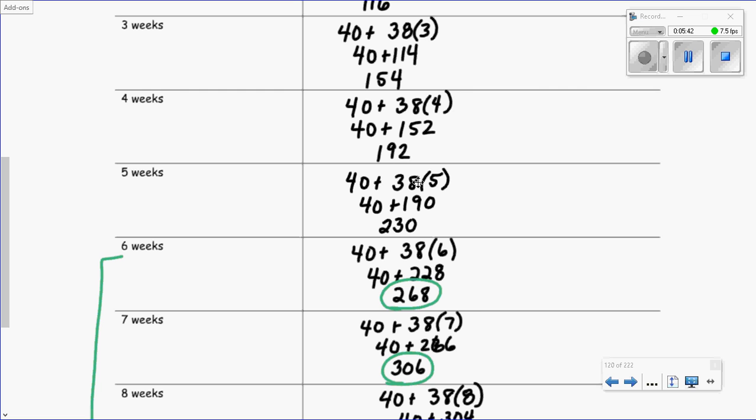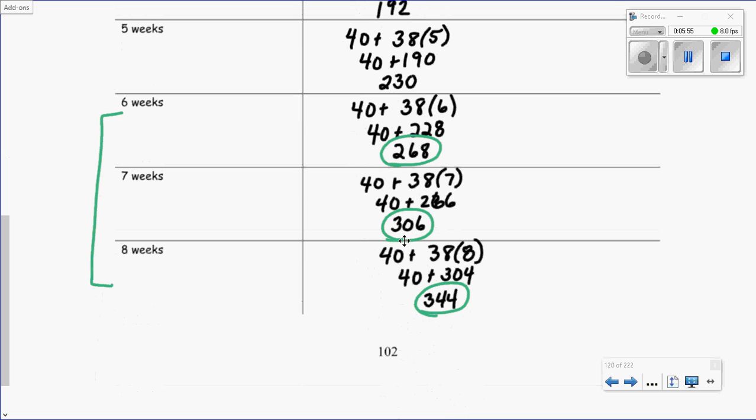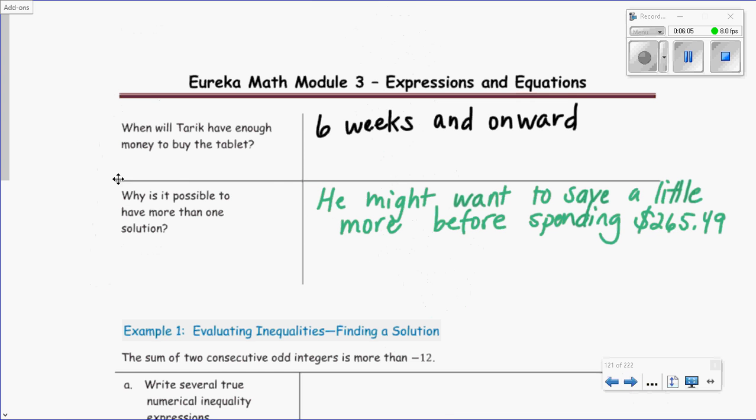If he waits 5 weeks, he won't have enough because his allowance is only $38 a week and he has $40. So $230 is not enough. The $268 is enough. Okay, hopefully that's including tax. And then definitely more than enough at 7 weeks, more than enough at 8 weeks. So the more that he saves, the better he'll probably feel once he actually makes that big purchase. So that's kind of why it can be an inequality.